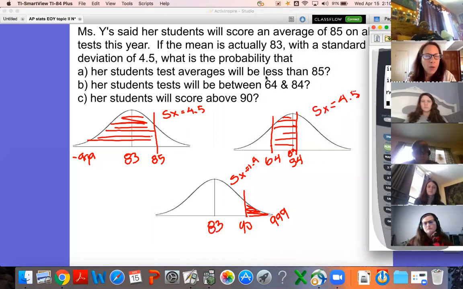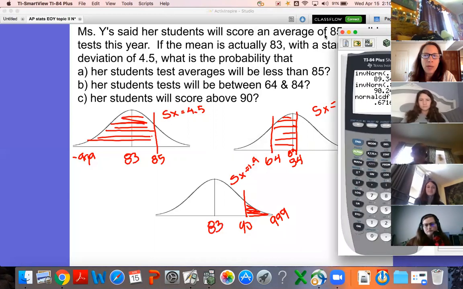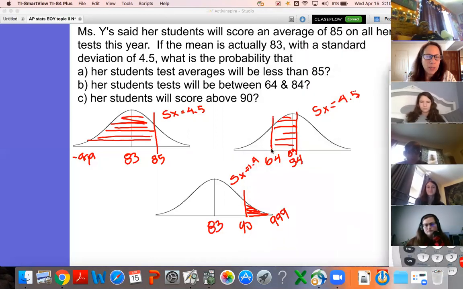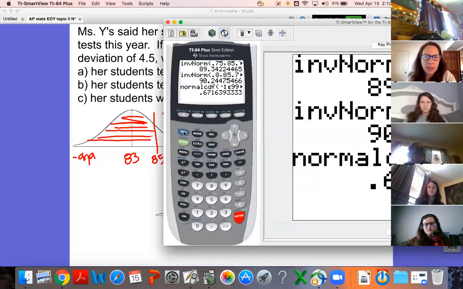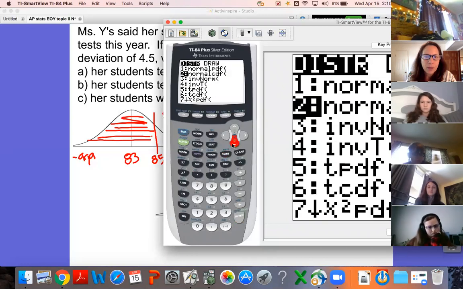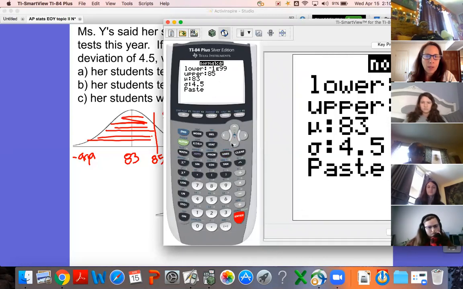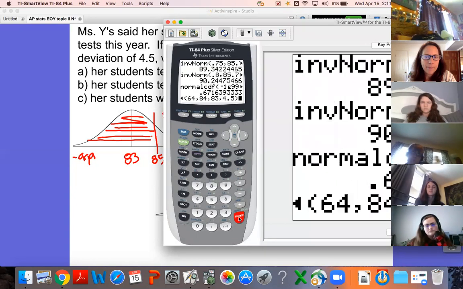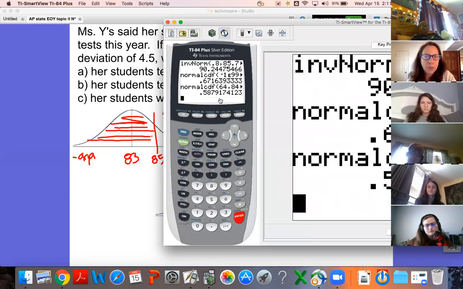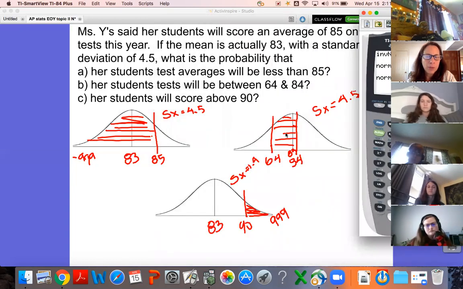Okay, so what is the probability that my students score between 64 and 84? So now I have the upper and lower bound, so I don't need to use an infinity. I can go to 64 and 84, so I can go back into the calculator and put this as a 64 and this is an 84. So about 58.8% will score between those two.